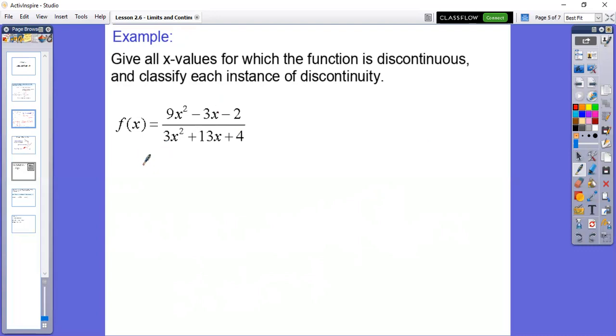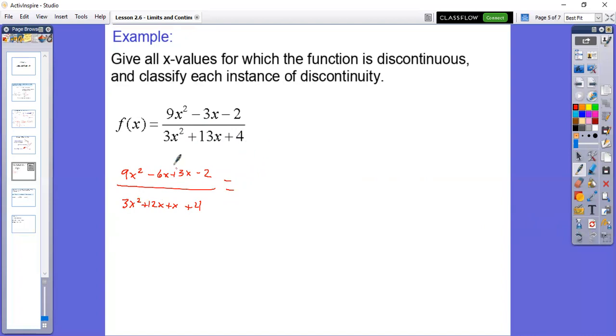So I need to review how to factor. So a times c, -18. I need two things multiplied to -18 that add up to -3. So this is 9x squared minus 6x plus 3x minus 2. Over, again, multiply: 3 times 4 is 12, and two things multiplied to 12 that add up to 13. Those are 12 and 1. So I've got 3x squared plus 12x plus x plus 4. I know that some of you can probably factor it without doing this process, and if you can, that is perfectly fantastic. I'm just doing this to give you a quick review of factoring.